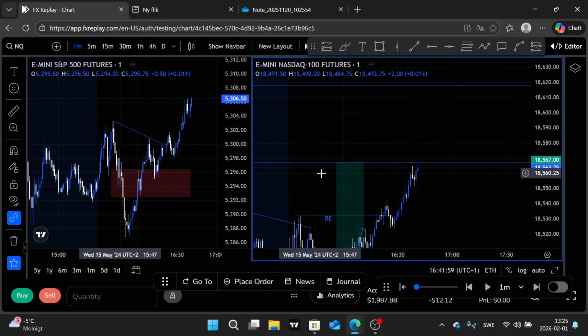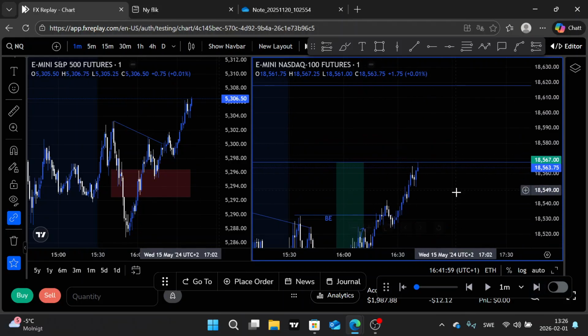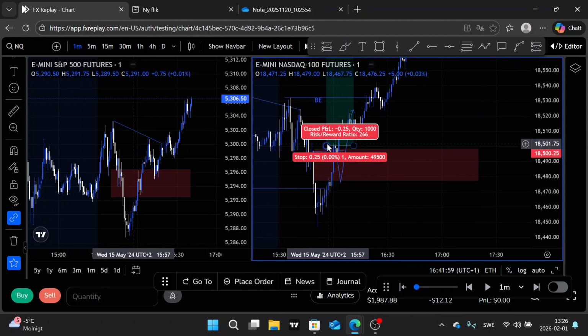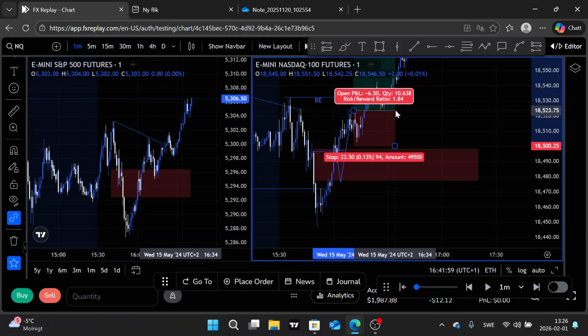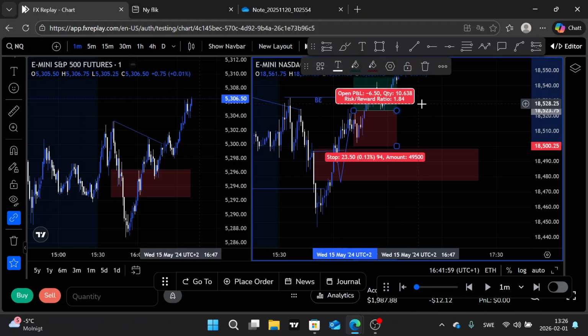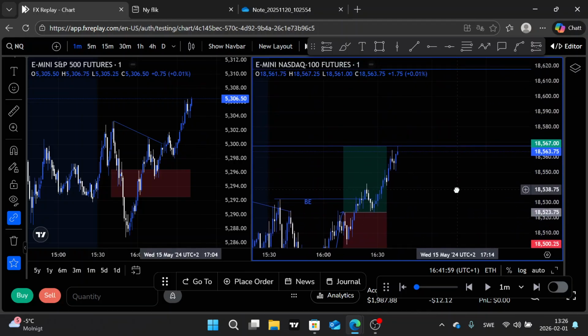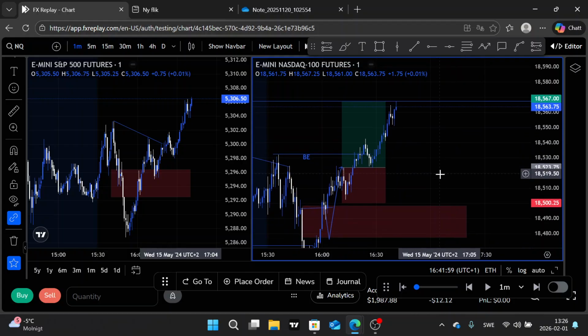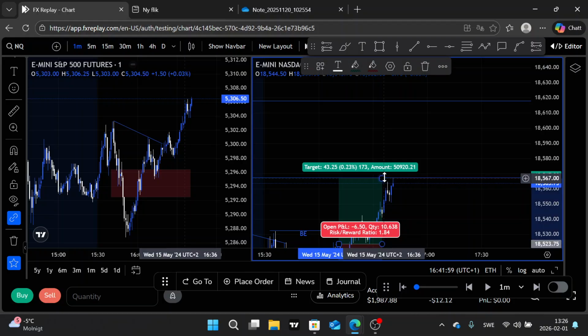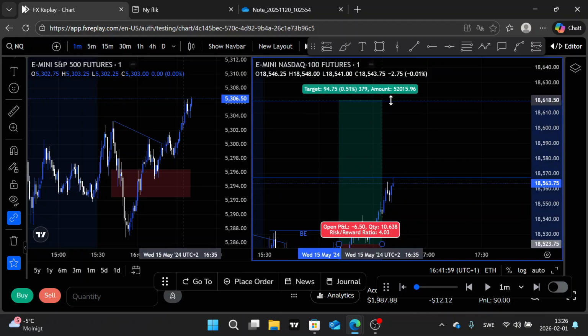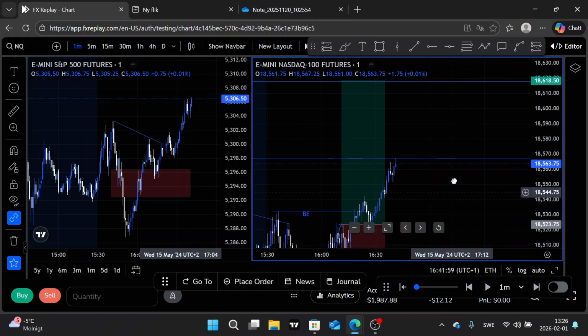Here we go. I could take another partial here and move my stop loss somewhere here, and I will still be in profit, and I will have another partial here.